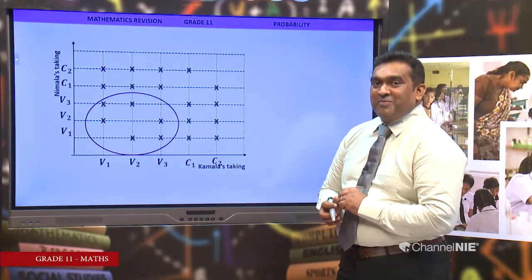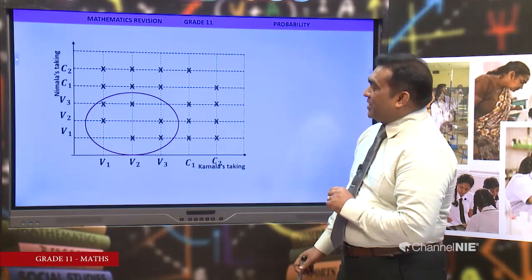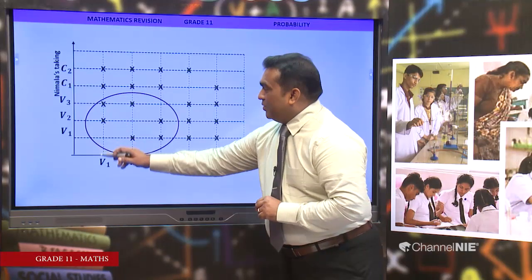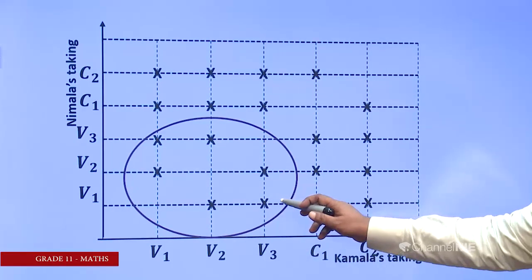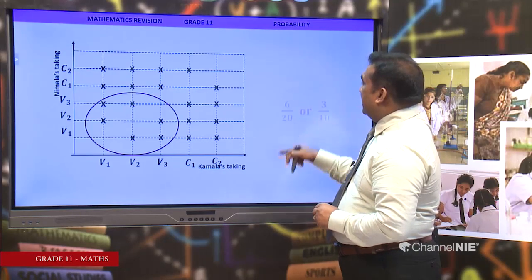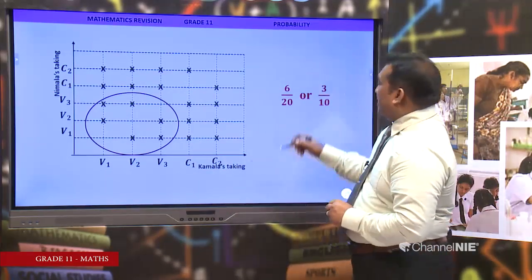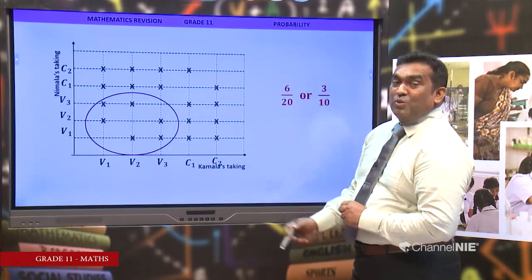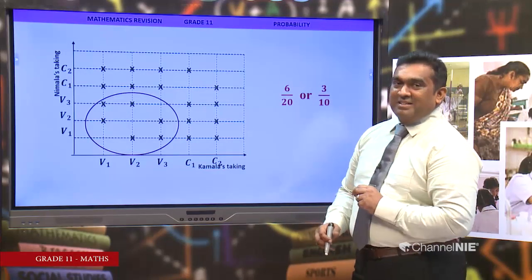Now this is the event under the given conditions. In both occasions, V1 V2, here V1 V3, V2 V1, V2 V3, V3 V1, V3 V2. Only V, it means vanilla, only vanilla flavored milk packets. Then what is the probability? Number of elements based on the event 6 over 20, it means after simplifying you can see the simplest form of the fraction as 3 over 10.